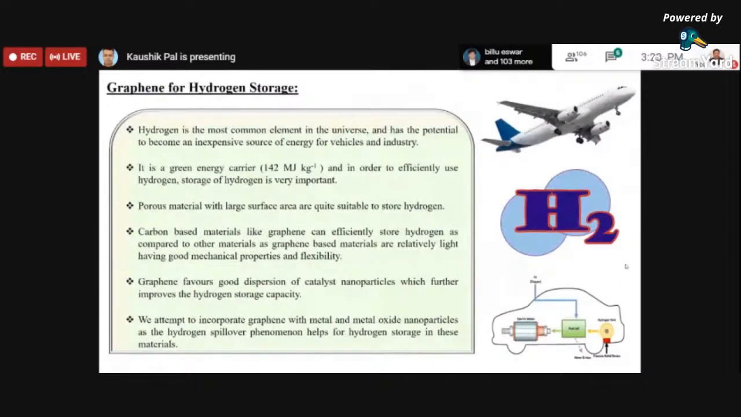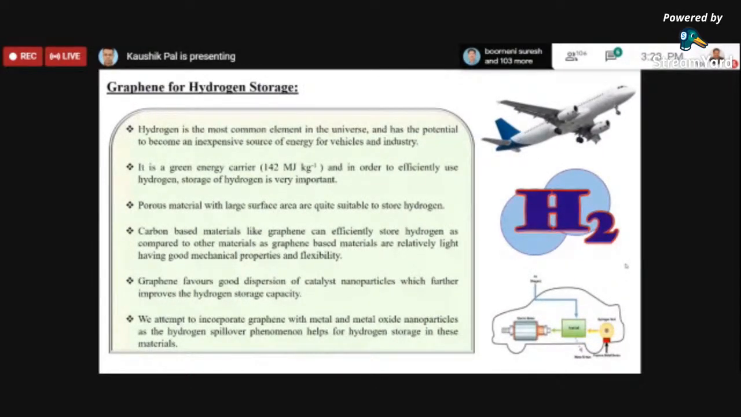Now come to the graphene for hydrogen storage. One of my students, she is working on this particular topic. So hydrogen is the most common element in the universe and has the potential to become an inexpensive source of energy for vehicles and industry. It is a green energy carrier at 142 megajoule per kg, and in order to efficiently use hydrogen, storage of hydrogen is very important.